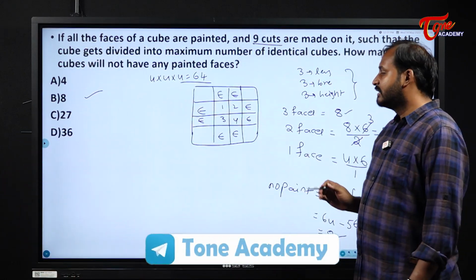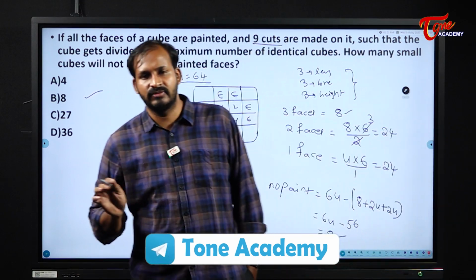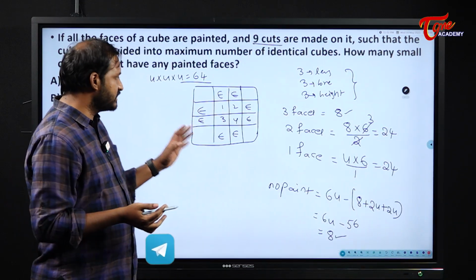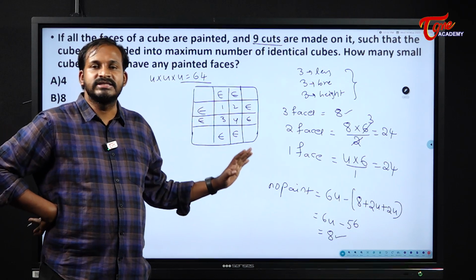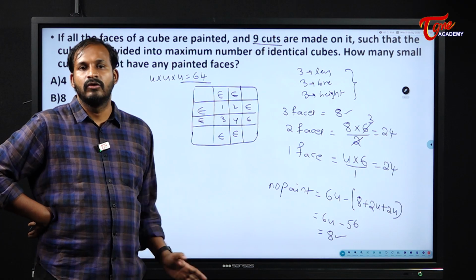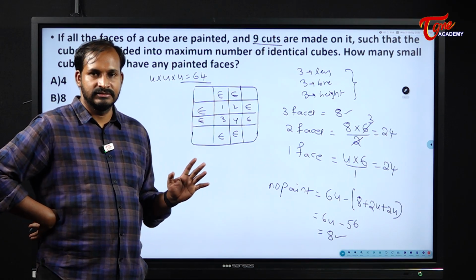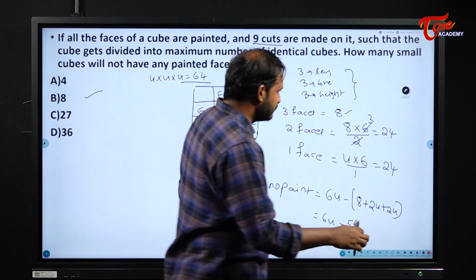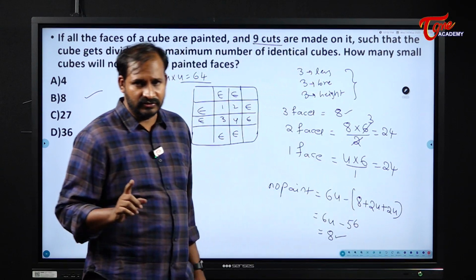Understood, students? Very simple concept. Don't go with any other things. Make it simple. Take one face and try to apply for the complete cube. Try to apply for the whole cubes. Take only one face. Okay? Right. Next one.